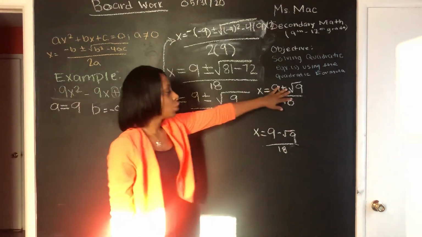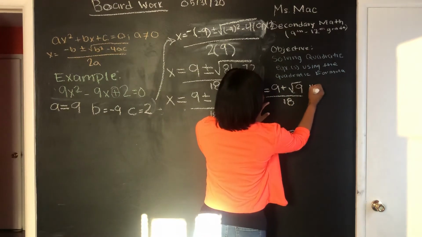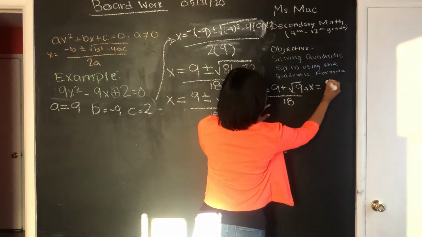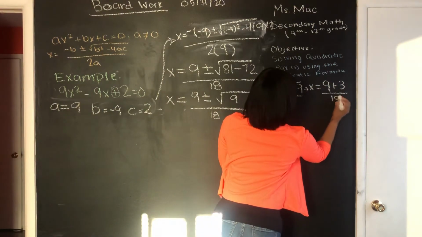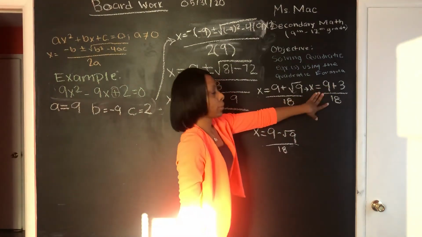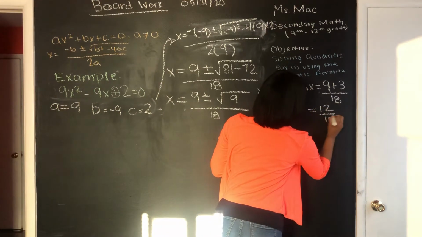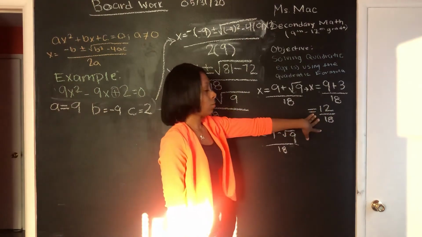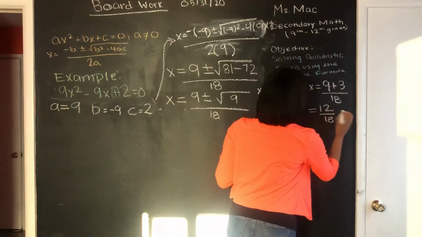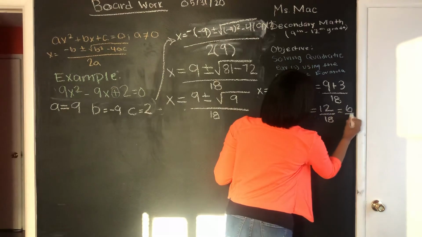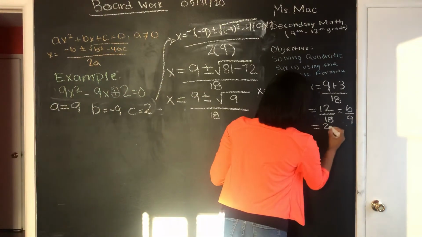First things first, make sure you simplify the square root if you can. So the first thing you're going to do is say x is equal to 9 plus the square root of 9, which is 3, so plus 3 over 18. So, what's 9 plus 3? 9 plus 3 is 12. So 12 over 18. Can this be simplified even more? Yes. You can simplify this by half, divided by 2, which is equal to 6 over 9, right? And then you can simplify this by dividing it by 3, which is equal to 2/3.